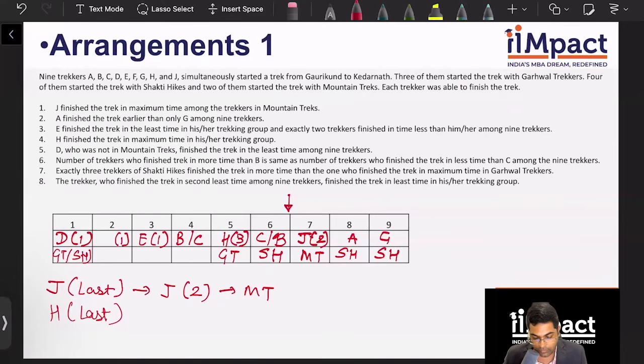Now, what else is left? What else is left? SH, 3 people are done. One of these will be SH, who is first in SH, right? Which I don't know just yet. MT again, one of the persons on position number 2 or 3 will be MT. So I know that position number 4 has to be from GT.